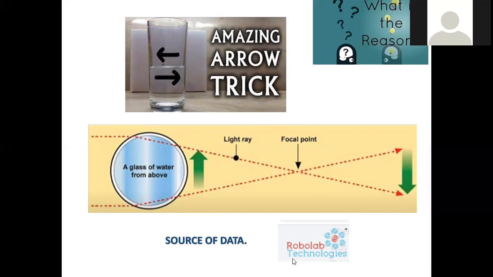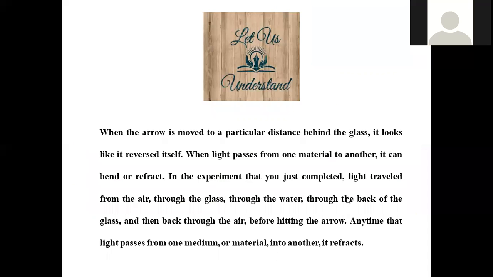This is the data collected from Robolab Technologies. More explanation is also given. When the arrow is moved to a particular distance beyond the glass, it looks inverted itself. Just now we discussed that when light passes from one material to another, it will bend and refract. So bending of light is also called refraction of light.